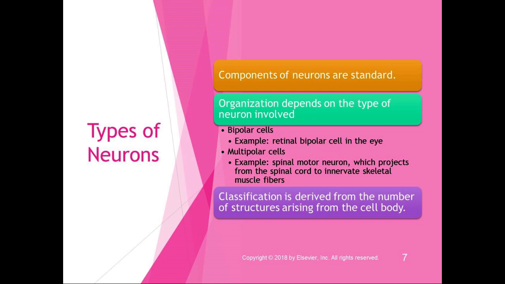A bipolar cell is a cell that has two primary processes extending from the cell body. An example of that in the body is the retinal bipolar cell in the eye. Multipolar cells have a single axon with multiple dendrites, and spinal motor neurons are a big example of that. They project from the spinal cord to innervate skeletal muscle fibers. The classification of neurons is derived from the number of structures that arise from the cell body.